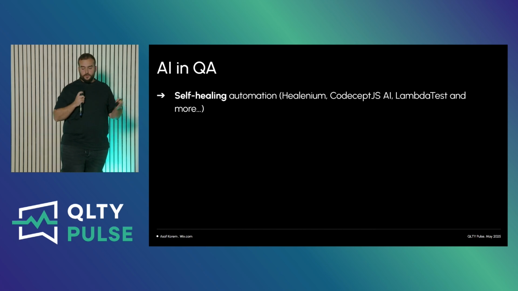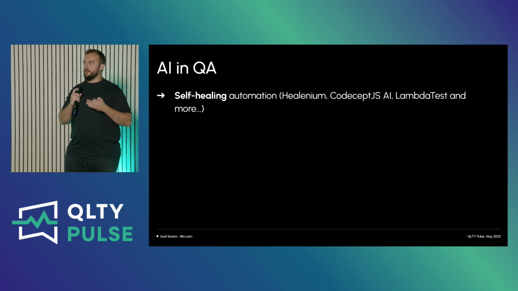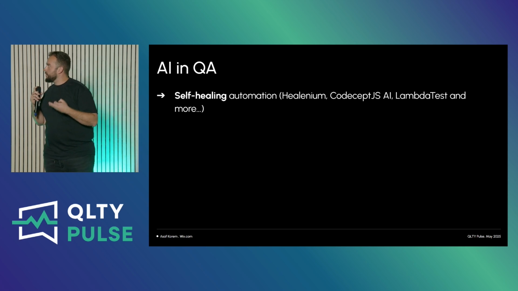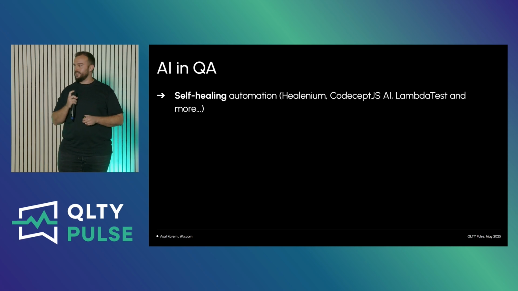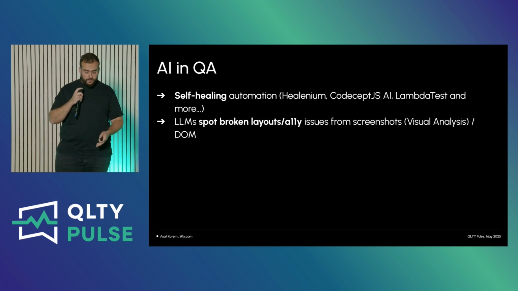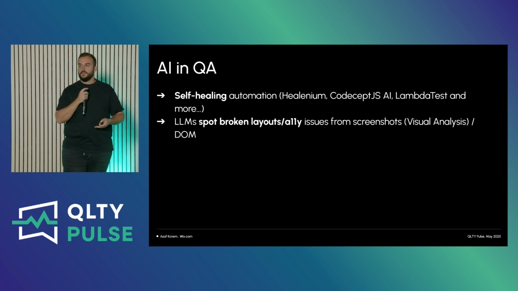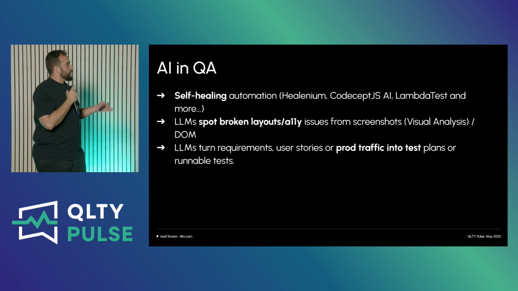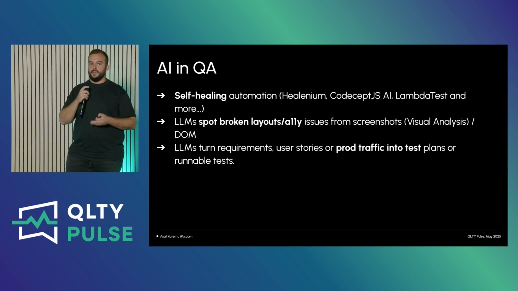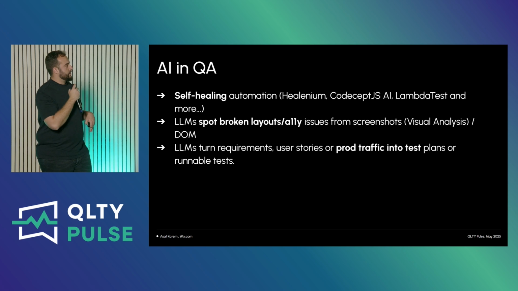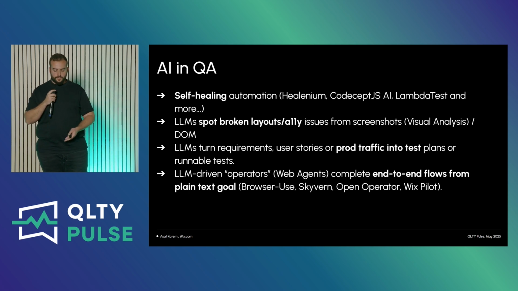As was mentioned before, there are many products that started to implement auto-healing for tests, like Healenium. I recently found that this is quite a funny name, like a word game on Selenium. But not only that, there are a lot of products and tools that try to locate accessibility issues using LLMs and broken layouts by visual analysis of screenshots. Also, tools that turn production traffic and analytics into test cases or actually runnable tests.